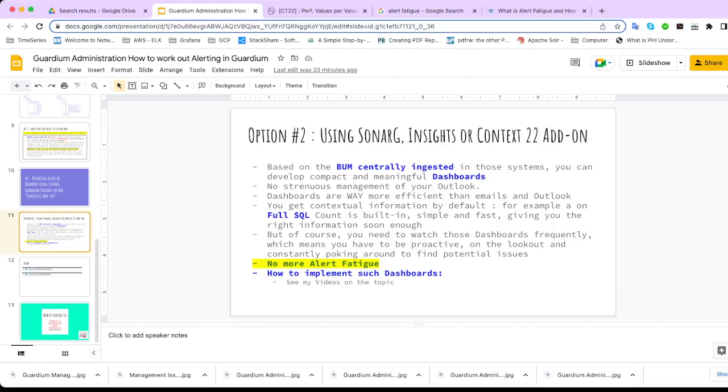And I watched those dashboards frequently, in the morning and after lunch, and sometimes just before leaving, just to get an idea if something bad happened or could potentially happen. But this requires you to be proactive. But now you don't have alert fatigue. This is gone.